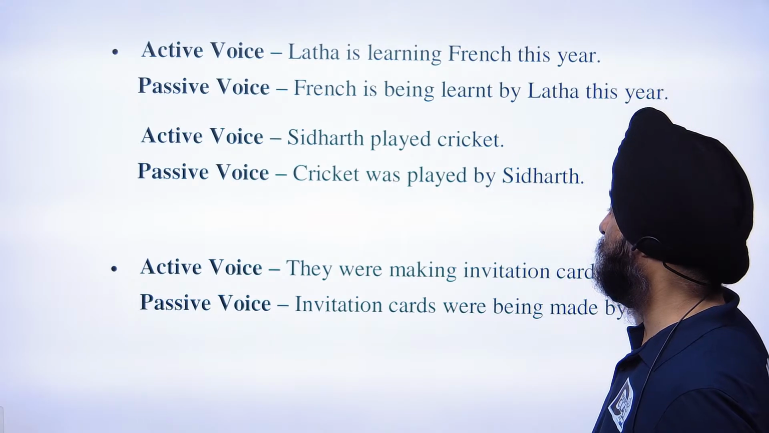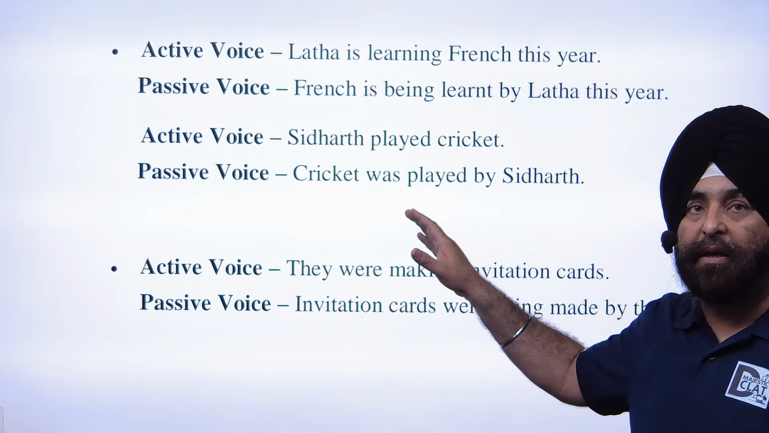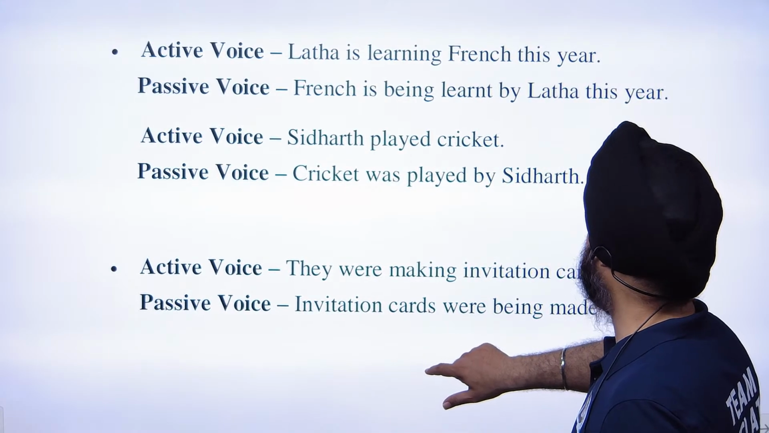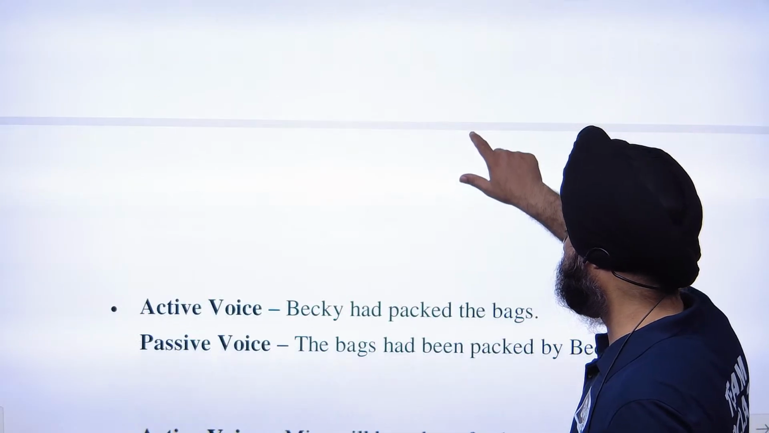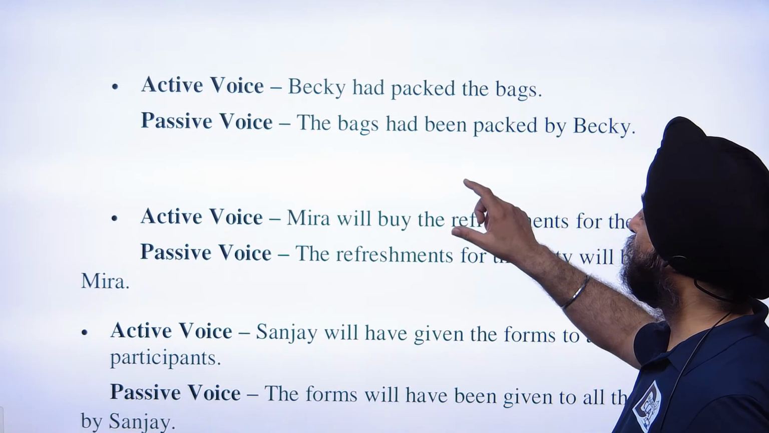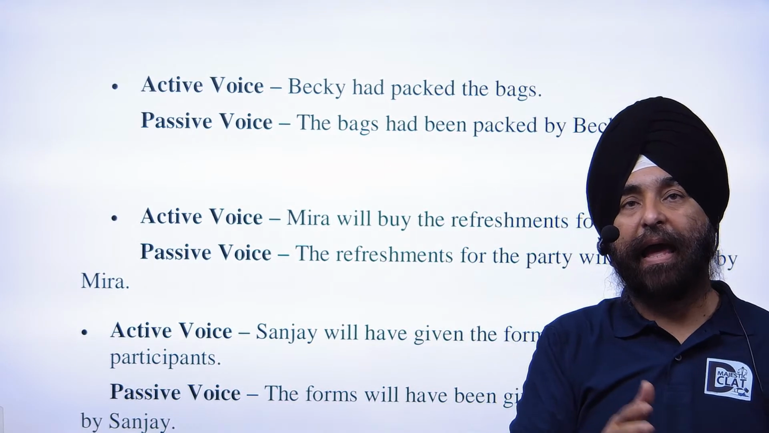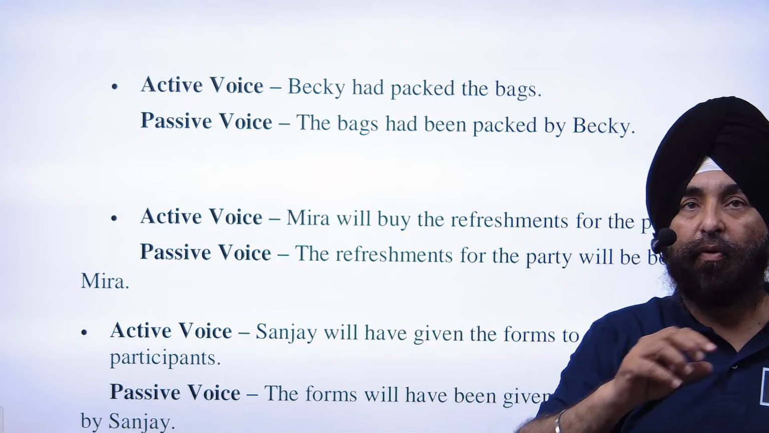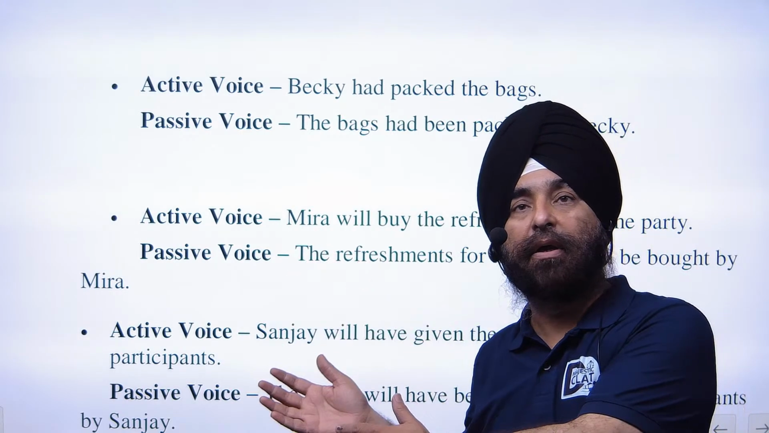Then look at this example. Siddharth played cricket. Cricket was played by Siddharth. The same thing again, as I mentioned, the focus of the reader keeps shifting. They were making invitation cards. Invitation cards were being made by them. Similarly, we have two or three more sentences that will give you an idea about how the subject and the object interchange places, how they flip, and how the focus of the reader shifts from the subject to the receiver.